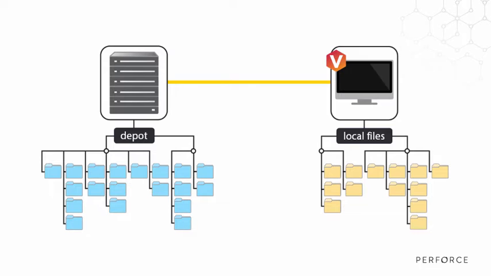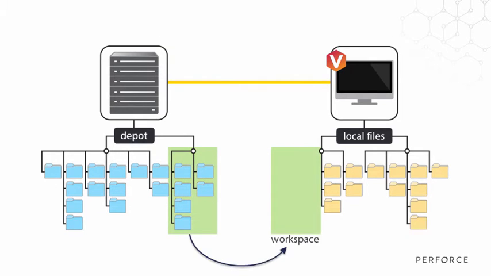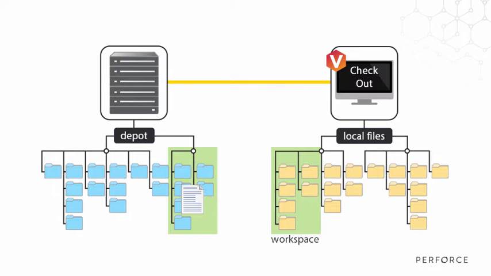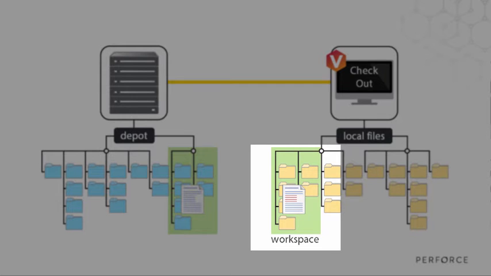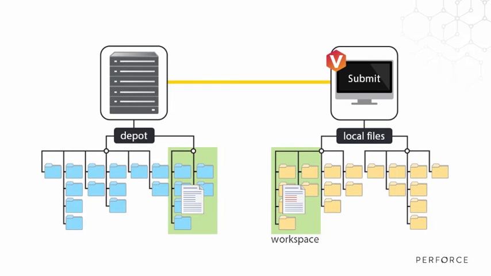Depots contain every revision of every versioned file. A workspace defines the path of the depot to files required for your projects. This workspace view selects the files to be copied from the depot to your computer. After you get the latest versions of files to your computer, you check them out to edit them. When you are finished editing, you submit them back to the depot. Files you have changed appear in the depot as new versions and are available to other users.